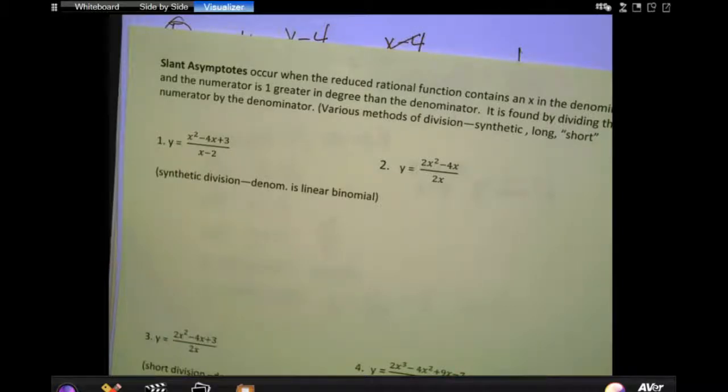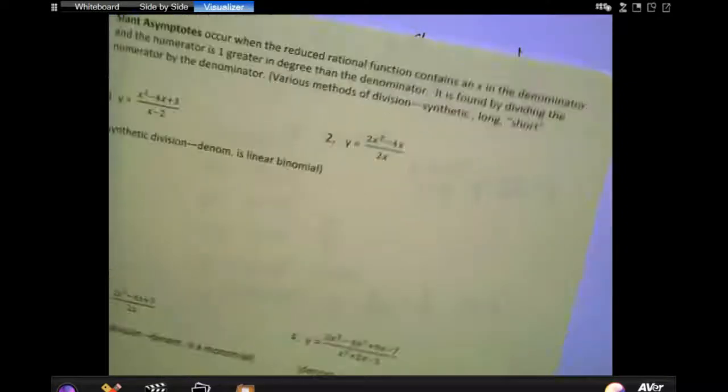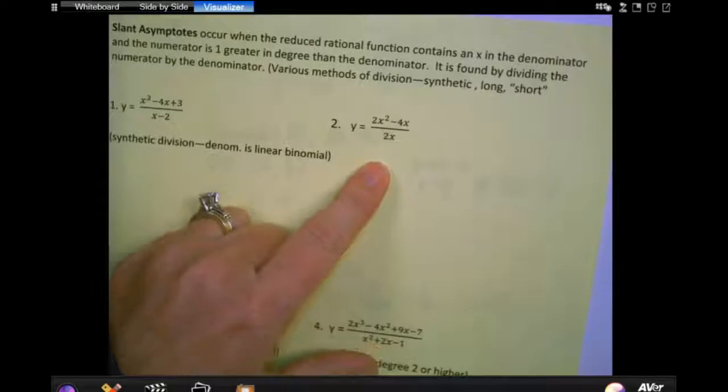So slant asymptote. If you had to guess, what do you think a slant asymptote would look like? Like a slant, right? It would look like a straight line. So I'm going to show you how to find the slant asymptote. And I want to start with number 2, because this one's easy.